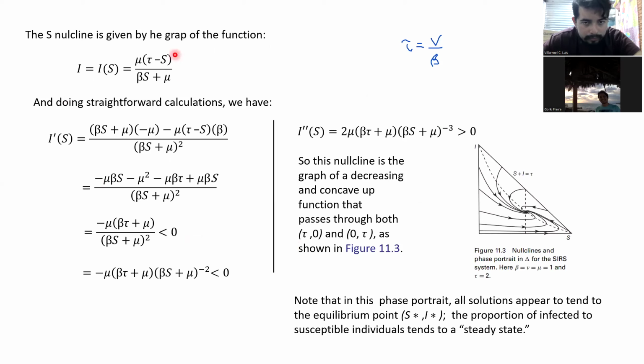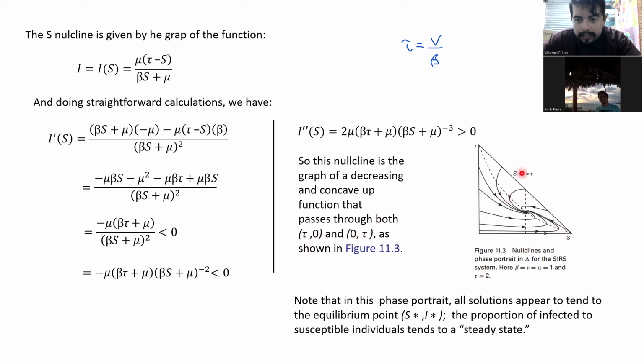So if we consider in addition the study of the derivatives, the S-null line, we already saw, has this form: mu times (tau minus S) over (b S plus mu). And doing straightforward calculations, we are going to have that I prime of S is less than 0, and the second derivative of I with respect to S is positive. So this null line is the graph of a decreasing and concave-up function that passes through both (tau, 0) and (0, tau), as we show in this figure.